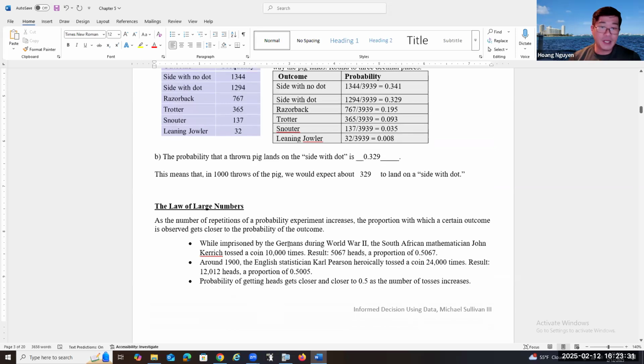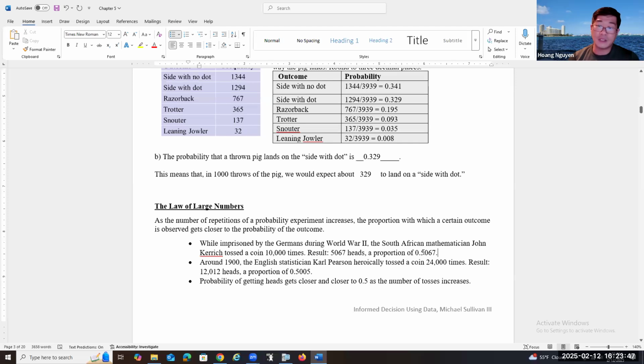While imprisoned by the Germans during World War II, a South African mathematician tossed a coin 10,000 times, and he got 5,067 heads. So the proportion of heads is 5,067 divided by 10,000.